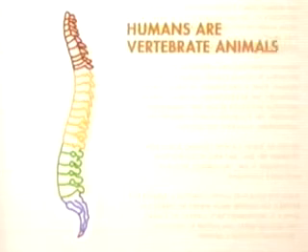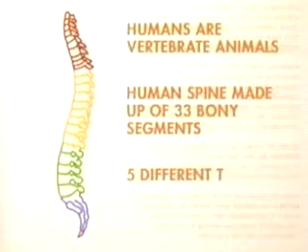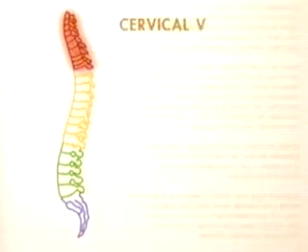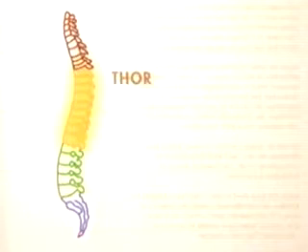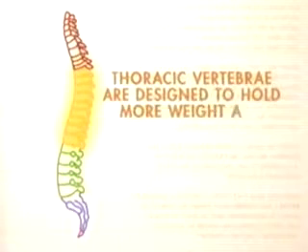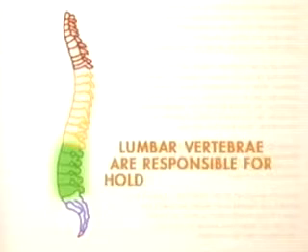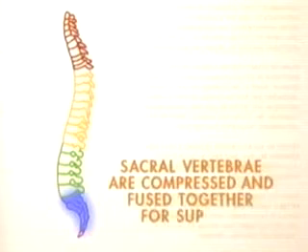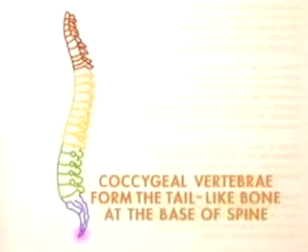About human segmentation. The human spine is made up of 33 bony segments, specialized into 5 different types of vertebrae. Cervical vertebrae are flexible, but strong enough to hold up the head. Thoracic vertebrae are designed to hold more weight and attach to the ribs. Lumbar vertebrae are responsible for holding up the majority of body weight. Sacral vertebrae are compressed and fused together for support. And coccygeal vertebrae form the tail-like bone at the base of the spine.